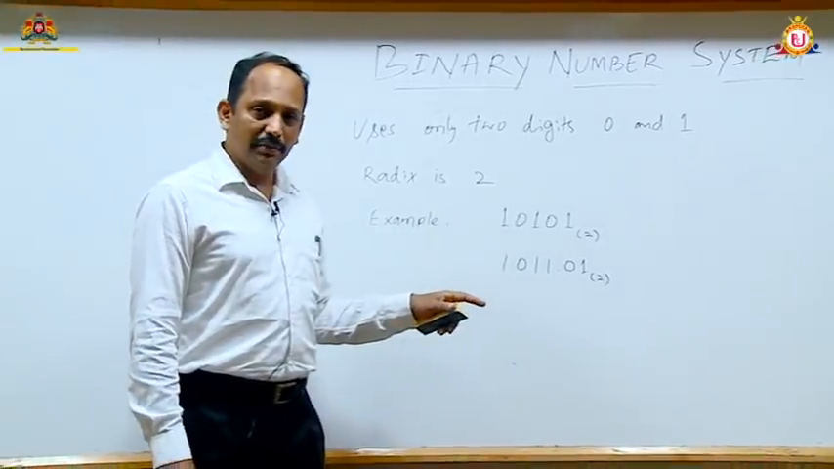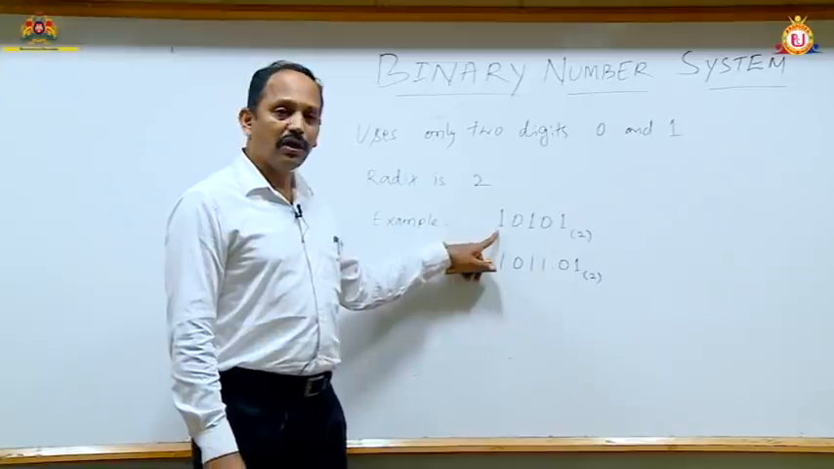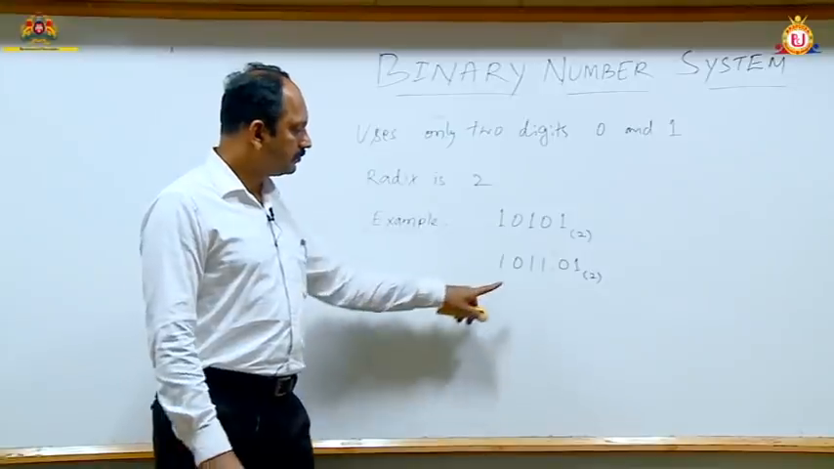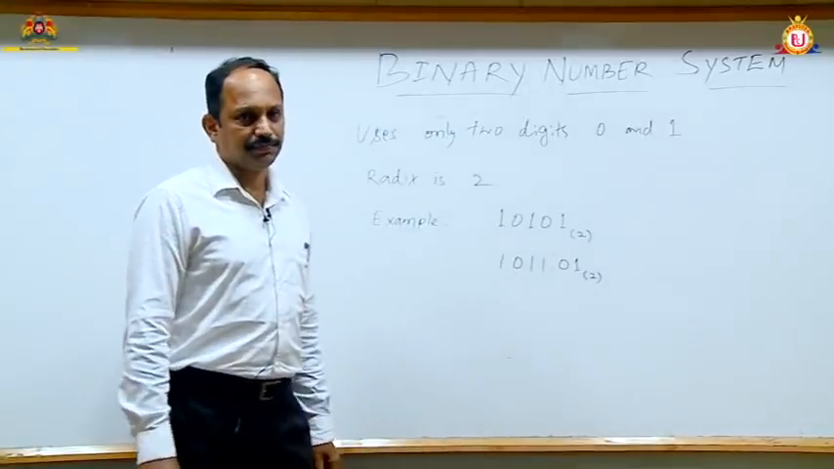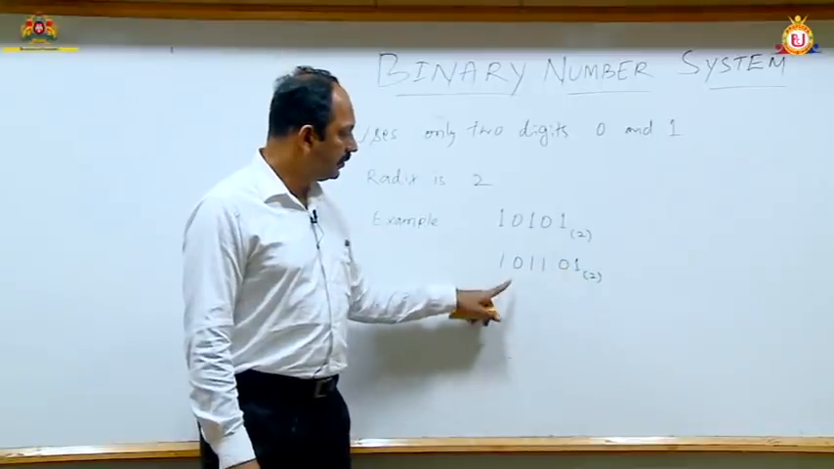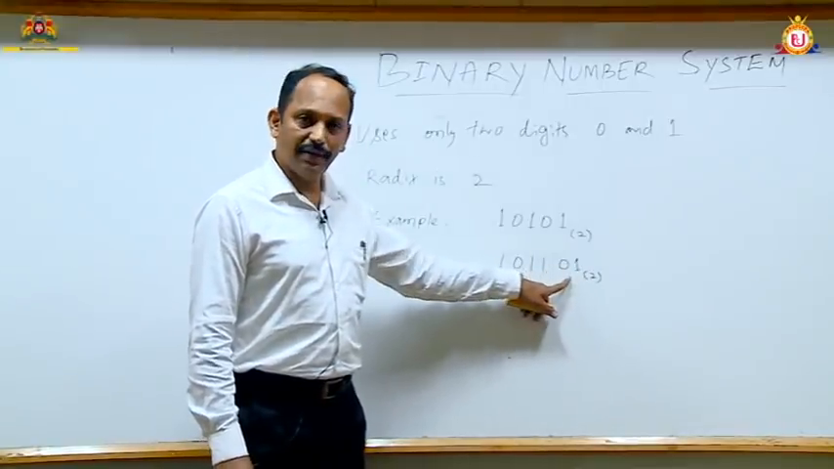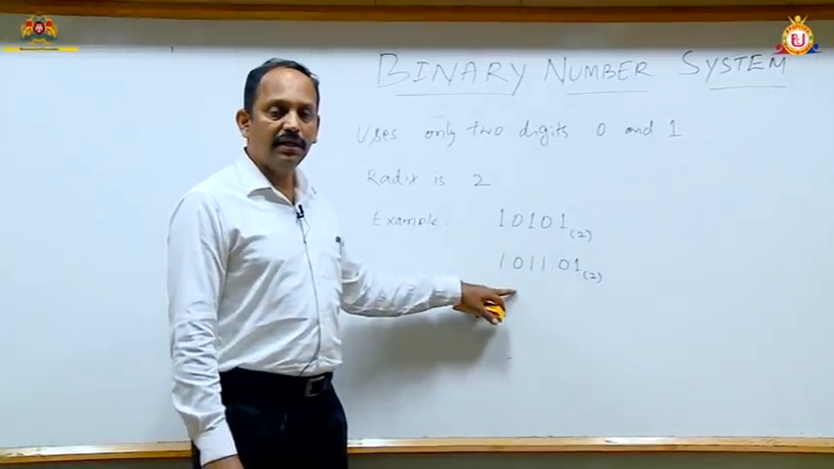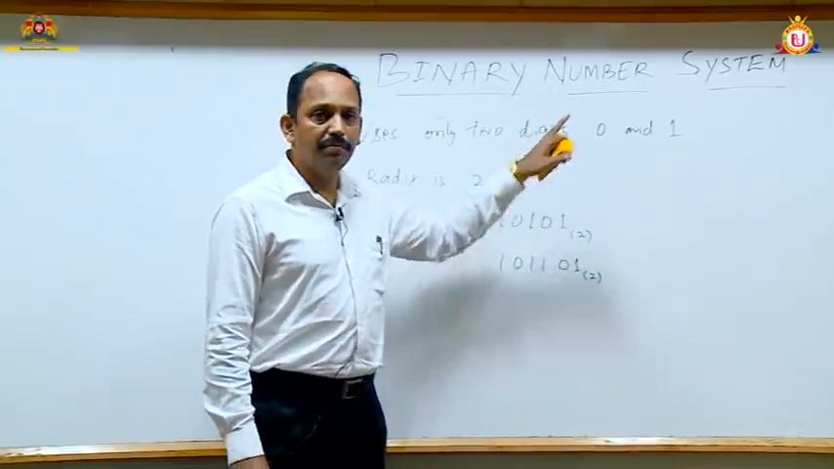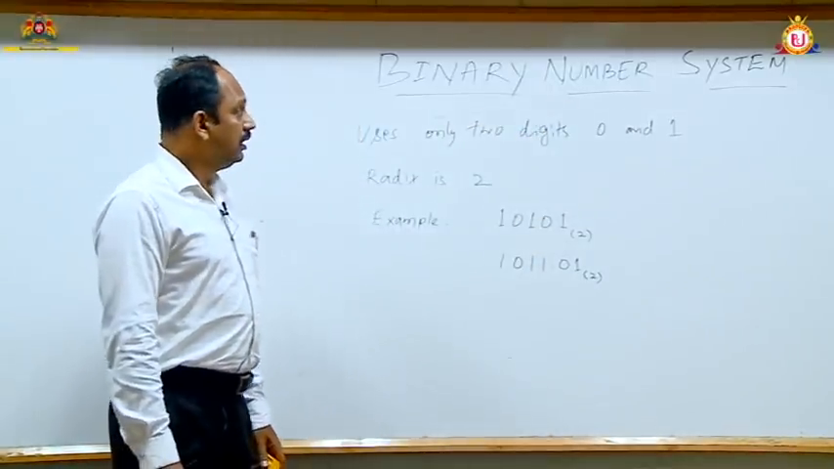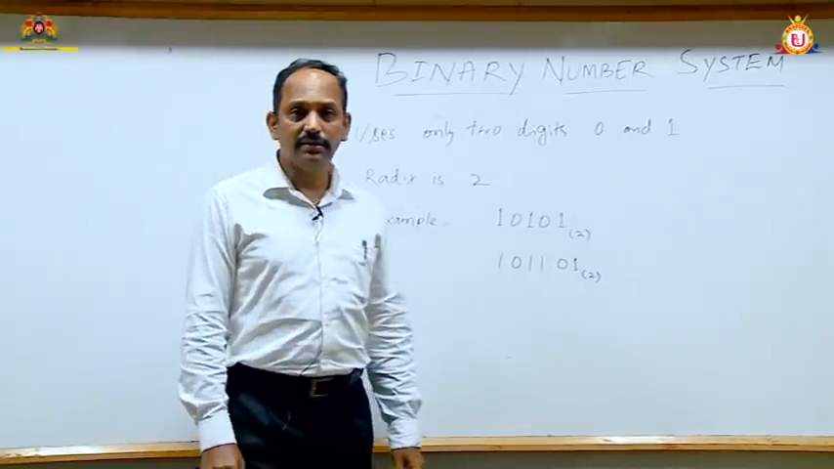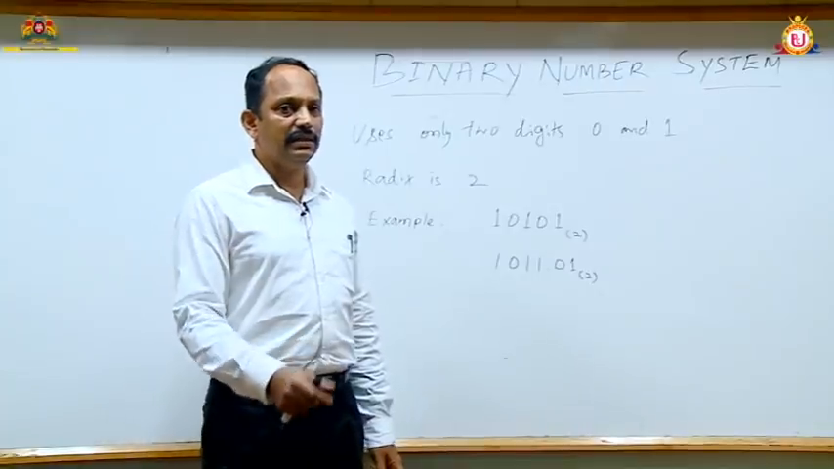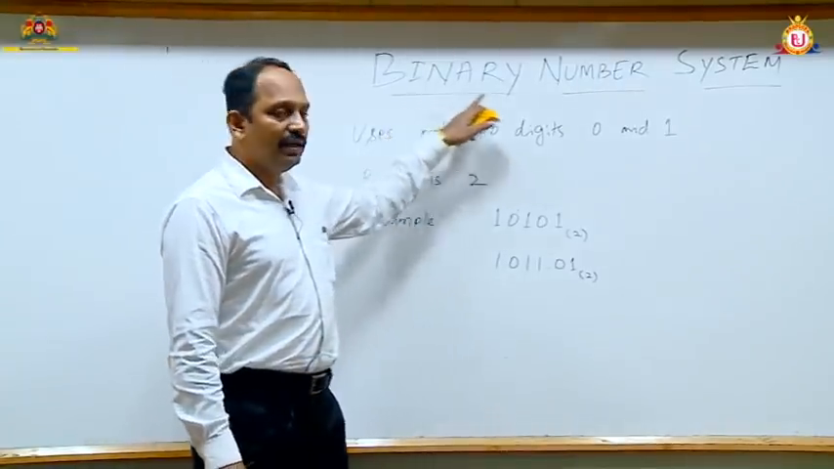The top example value represents the whole number. The bottom example value represents the fractional number. There are two parts here, the integral part and the fractional part. We can represent both whole number and real number using binary number system. The binary number system is a positional number system. Then, how do we represent the positional value of binary number system?